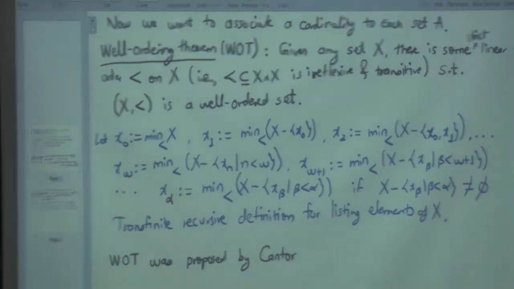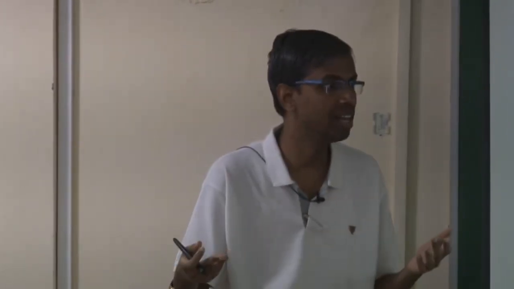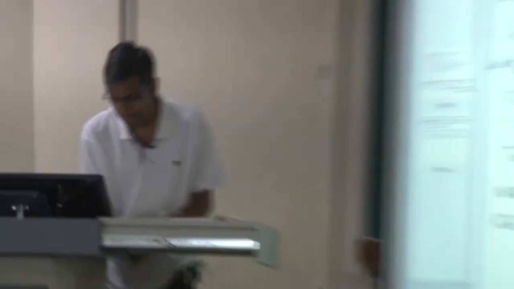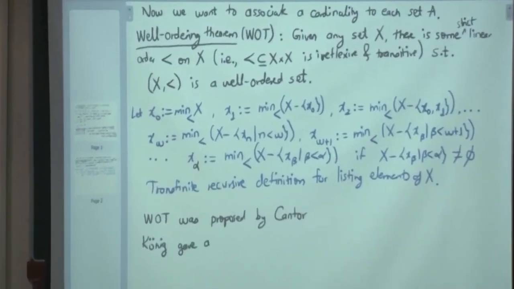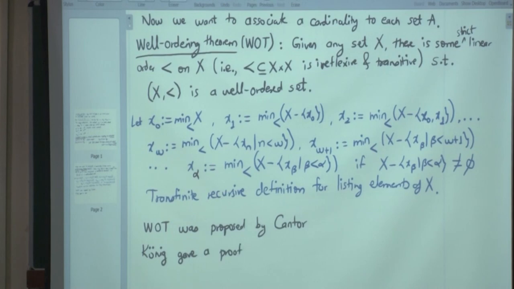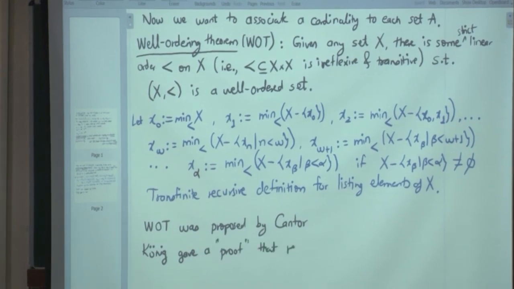We have a feeling that real numbers are a continuum. Between any two real numbers, there is another real number. So, how does it make sense to have a list of all the real numbers? Therefore, Koenig, a Hungarian mathematician, this was before 1900, gave a proof that reals cannot be listed. This was around 1904.